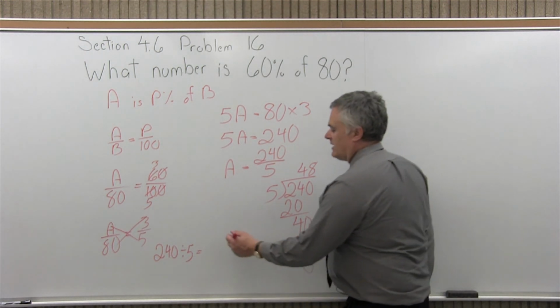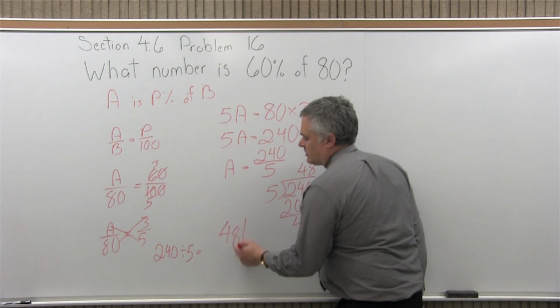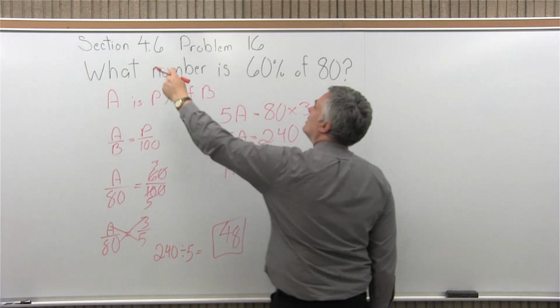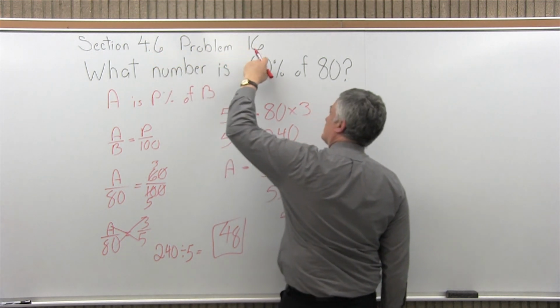The answer is 48. So in terms of the original question, what number is 60% of 80? 48 is 60% of 80.